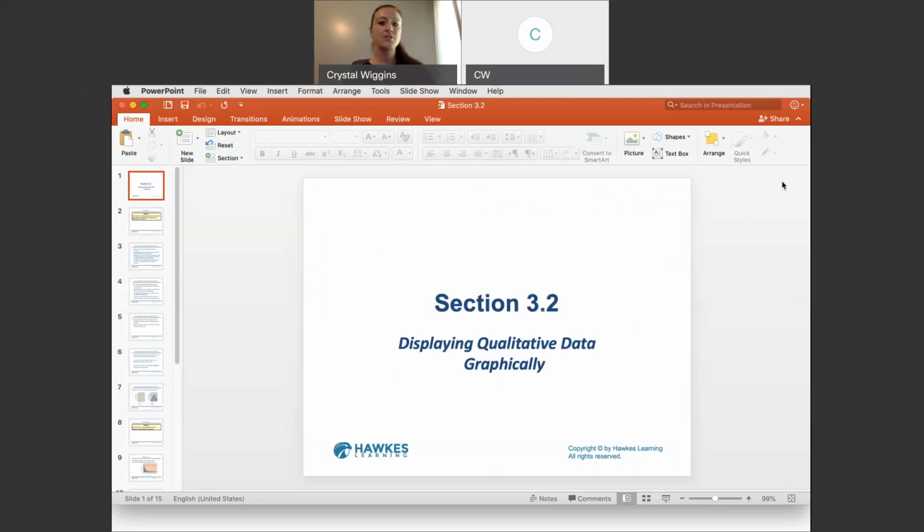All right, so we talked about lots of data, classifying data, and in 3.1 we talked about putting qualitative data into a table and creating a frequency distribution. So we want to now talk about, after we've summarized the data, now we want to put it into displays, into some sort of graphs. And what graphs go with qualitative data?